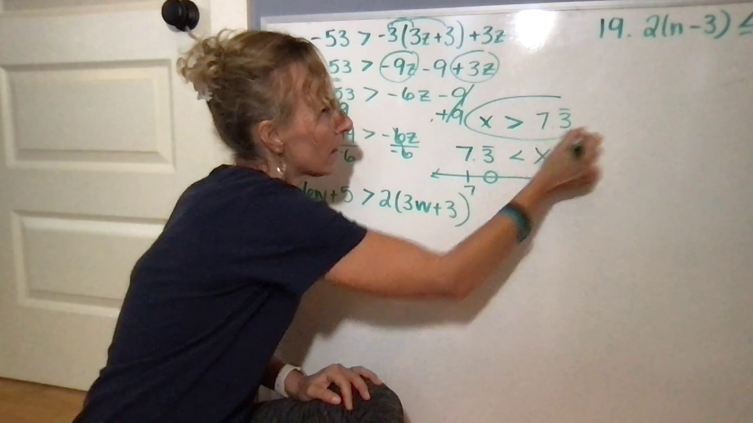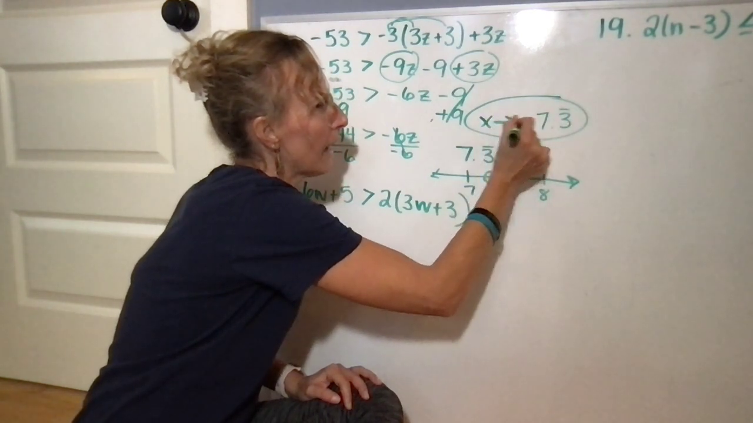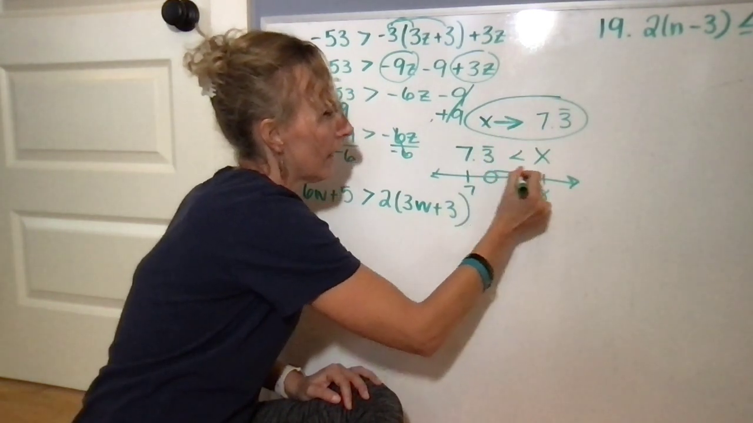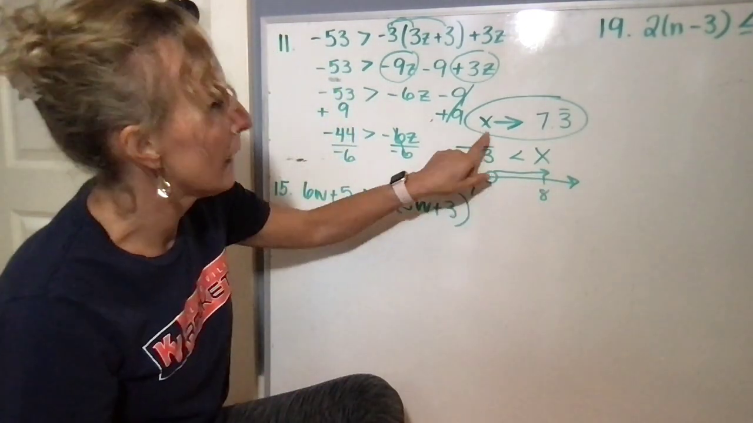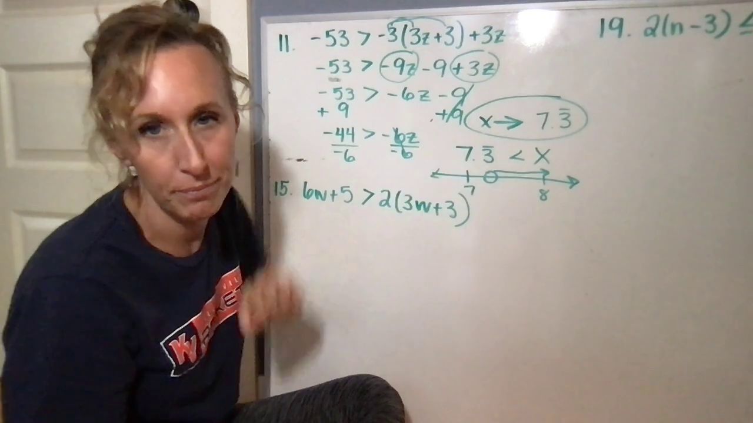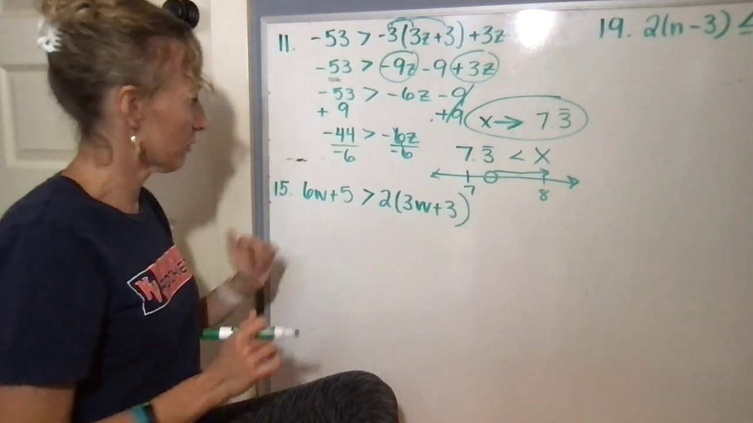This right here, you can cheat and use that as your arrow then. So then the arrow has to go this way. You can only use that cheat though if it's written where the variable's on the left side. Okay, let's do the next one.